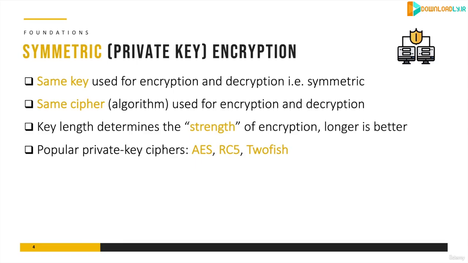Now, cipher is a word which is an alternate for algorithms, used for encryption and decryption. So the same algorithm is used at the source for encrypting data, and the same algorithm is used at the destination for decrypting the data. Now, key lengths determine the strength of encryption, and usually the longer the better. Some popular private key ciphers include AES, RC5, and Twofish.